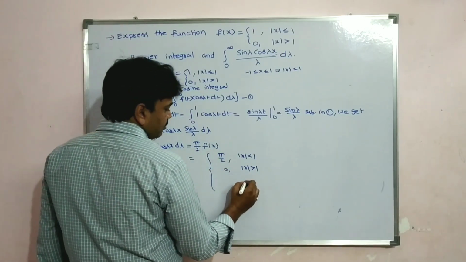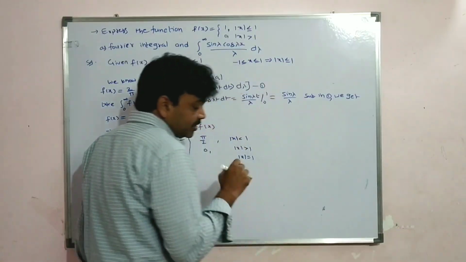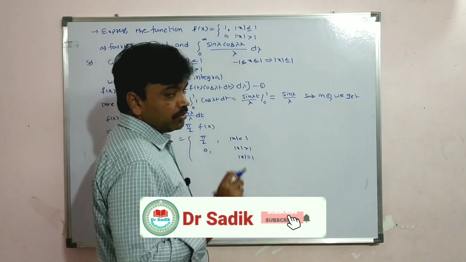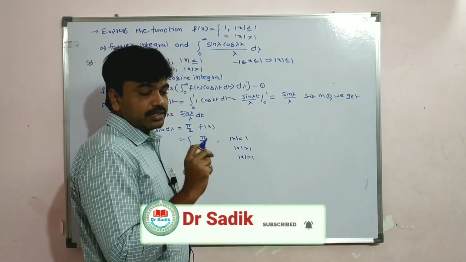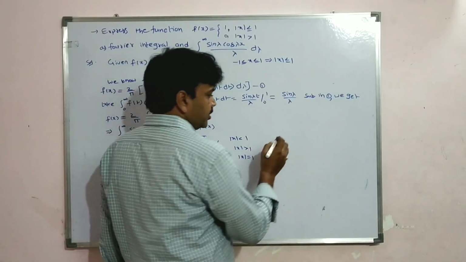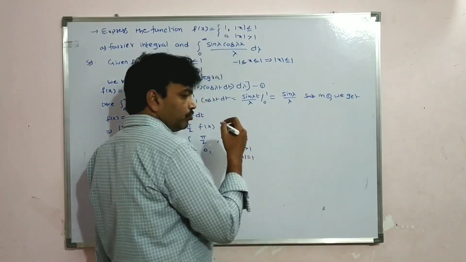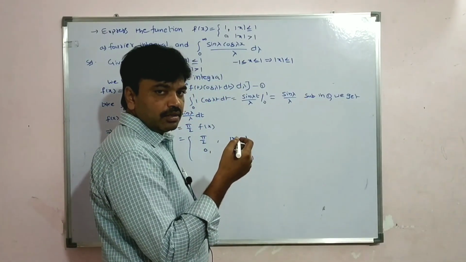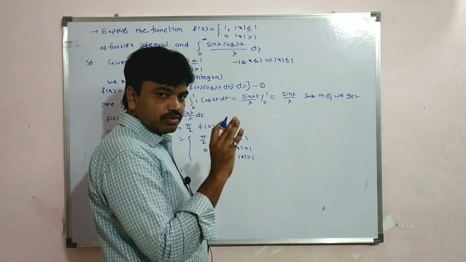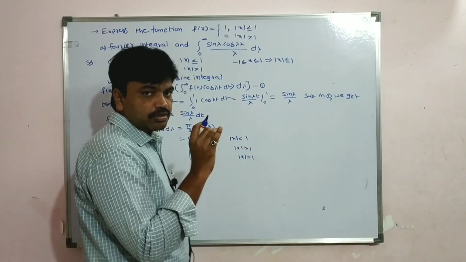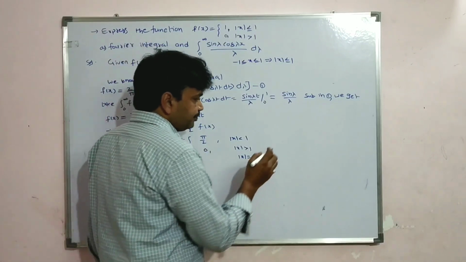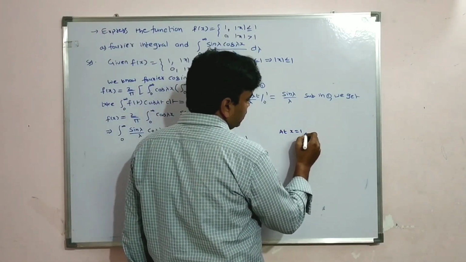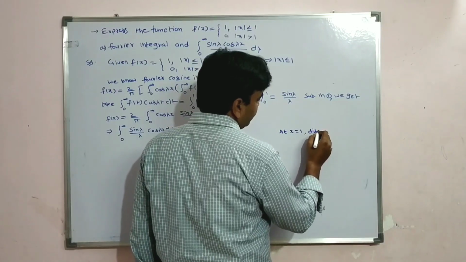Now see, students, at modulus x equal to 1, where is the discontinuity? At modulus x equal to 1. That means at x equal to 1 and at x equal to minus 1 are discontinuous points, students. So at x equal to 1, there is a discontinuity.